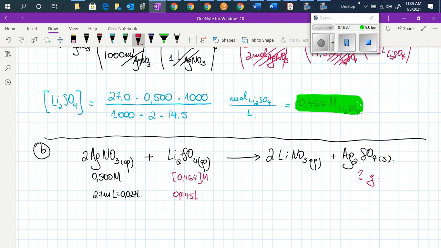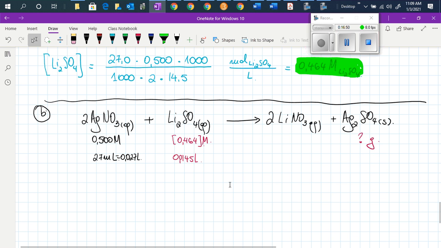How do we know that we are looking for grams of silver nitrate? Because we know that this is the precipitant. So that is what will be precipitated from the reaction.